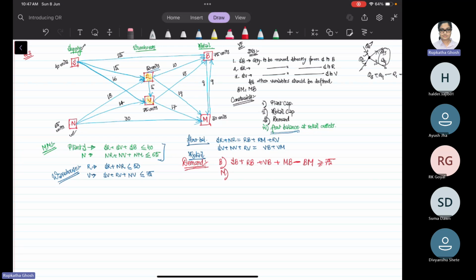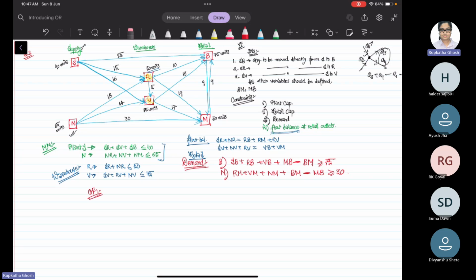M, how will you write? RM, VM, NM, plus BM, minus MB, greater than equal to 30. Very good. And finally, your objective function is very straightforward.